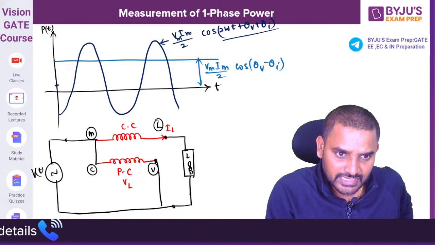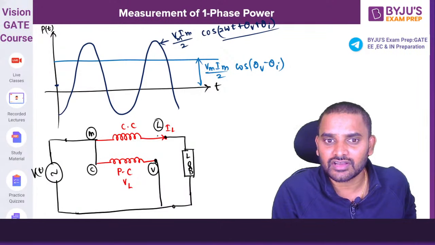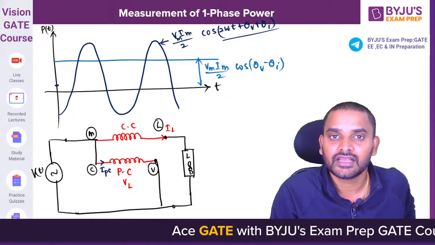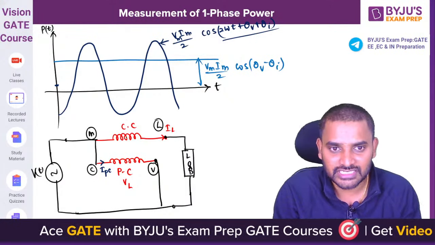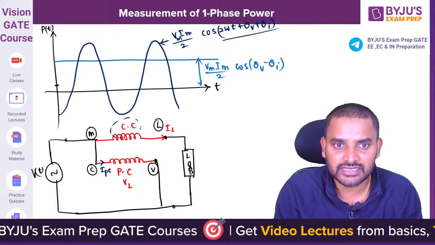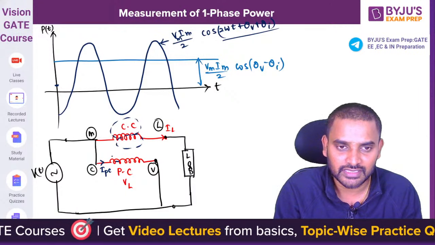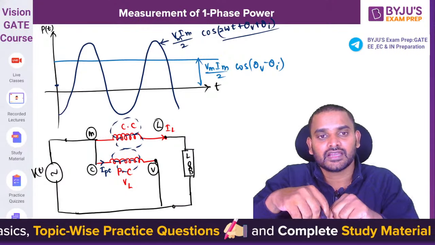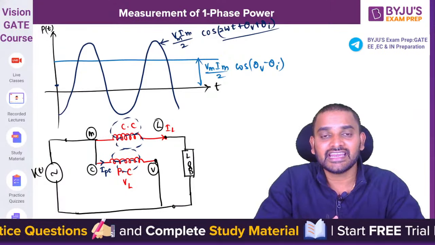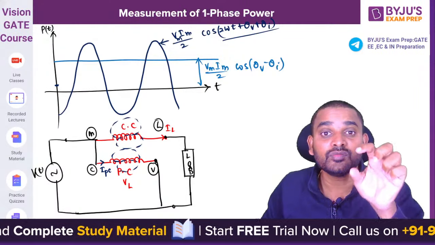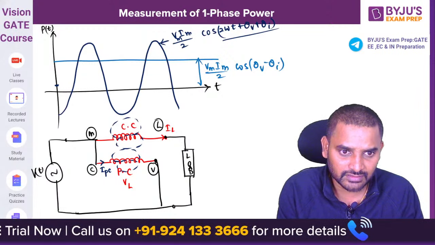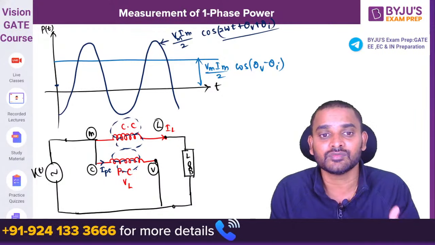Anyhow, if you see, I know the current flowing through the current coil, that is IL, but the current flowing through the pressure coil, I can write it as IPC. Now both the currents are going to set up the magnetic field here and here. Now whenever you have two magnetic fields, the two magnetic fields will interact and create a torque on a moving system. So you can get a torque on the moving system.